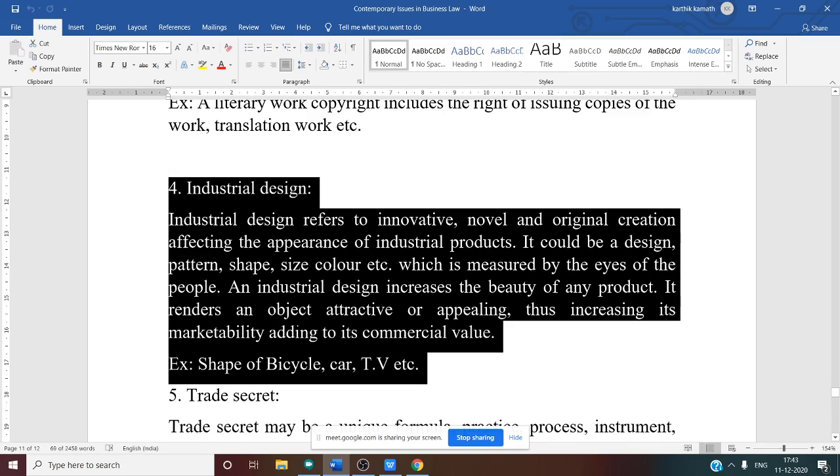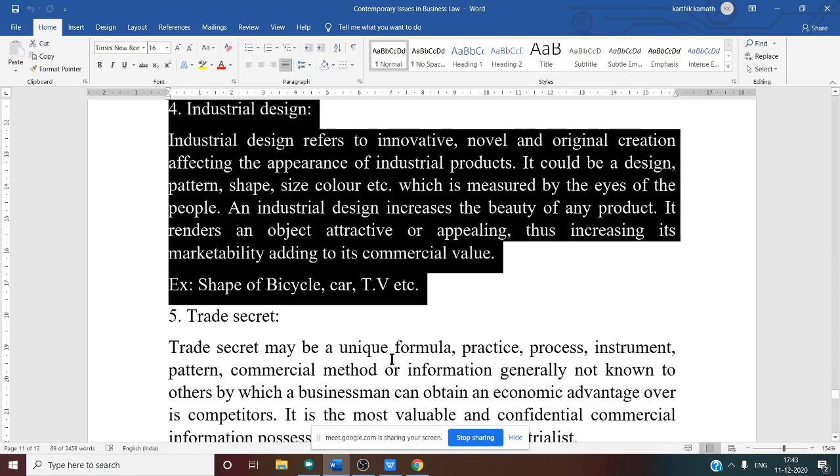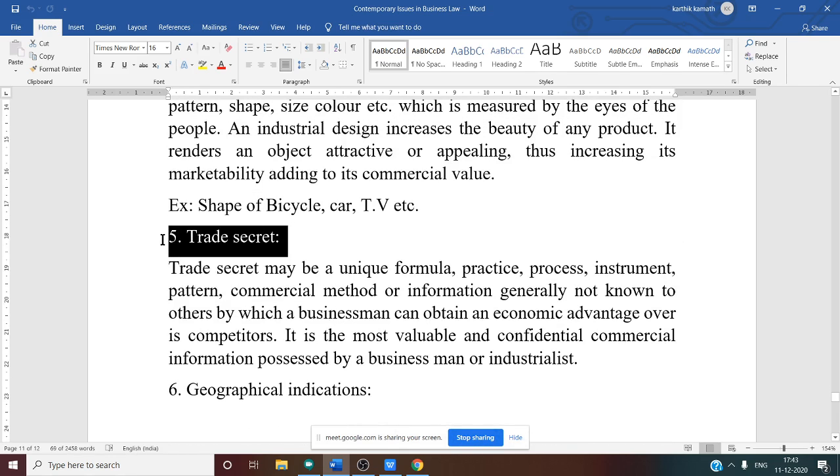That is the fourth one, types of intellectual property rights or law. Now, the fifth one, trade secret.